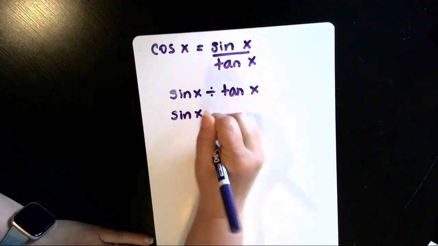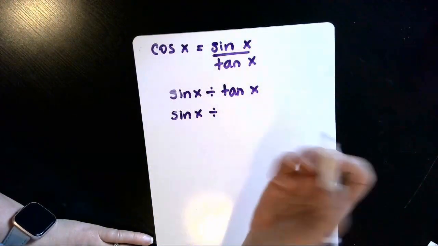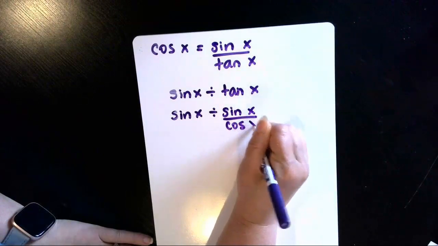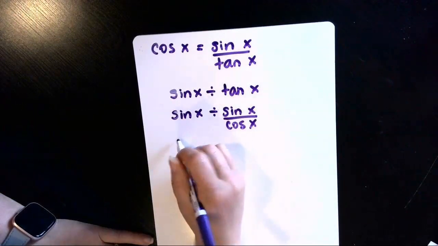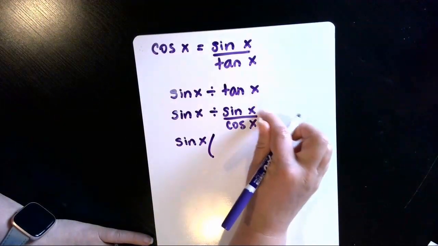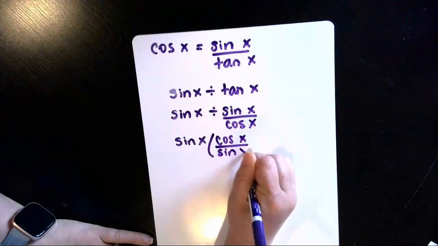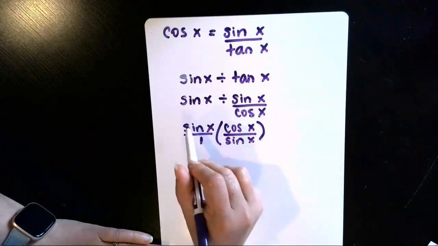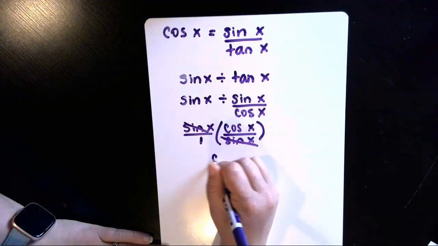So then I would have sine of x divided by, and then I'm replacing tangent of x with its quotient identity, which is sine of x divided by cosine of x. That's what tangent is equal to. And when you divide fractions, you multiply by the reciprocal. So then we would have the sine of x times the reciprocal, cosine of x divided by sine of x. And this sine of x is over 1. So when we cancel the sine of x out, we're left with just cosine of x.